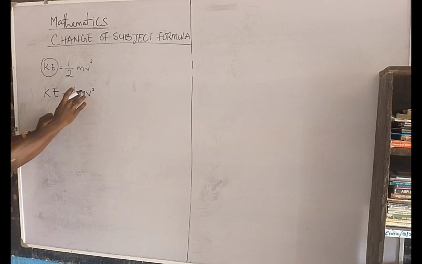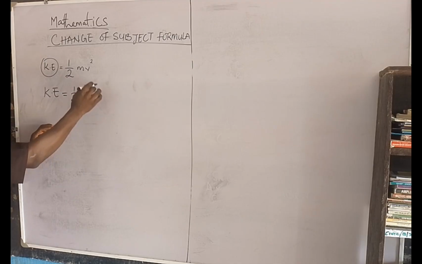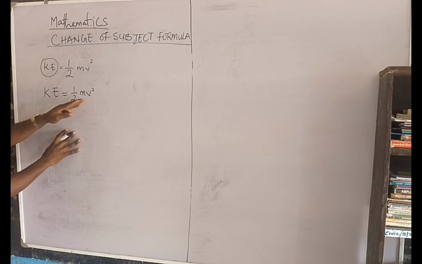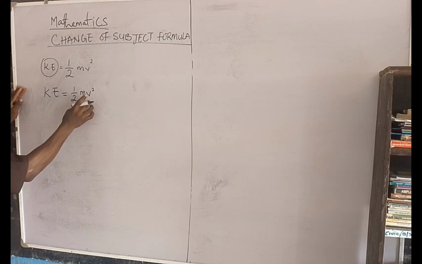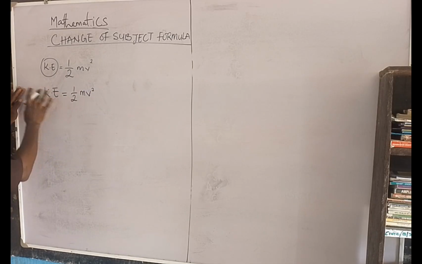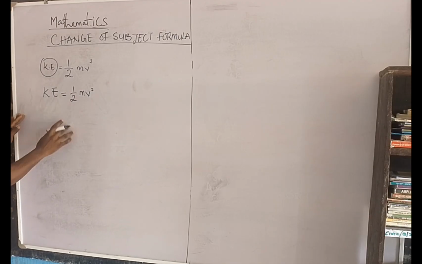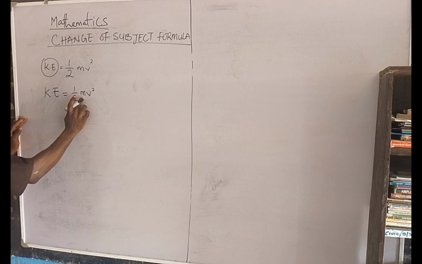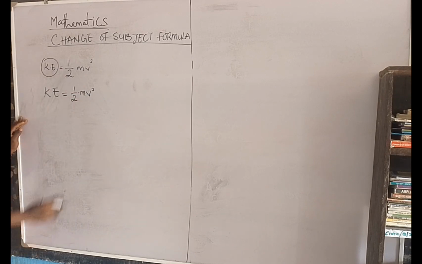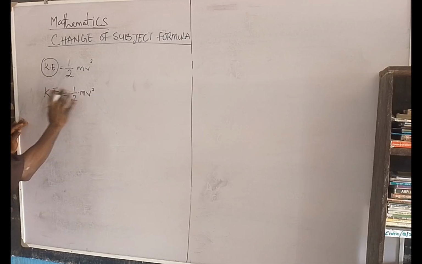But when you are having m standing with another number and what is connecting them is either plus or minus, then if it is plus, you will subtract that other variable from both sides. If it is minus, you will add that other variable to both sides. But this time around, we are having half and we are having v squared standing with m, and what is joining them together is multiplication, meaning we are going to divide.